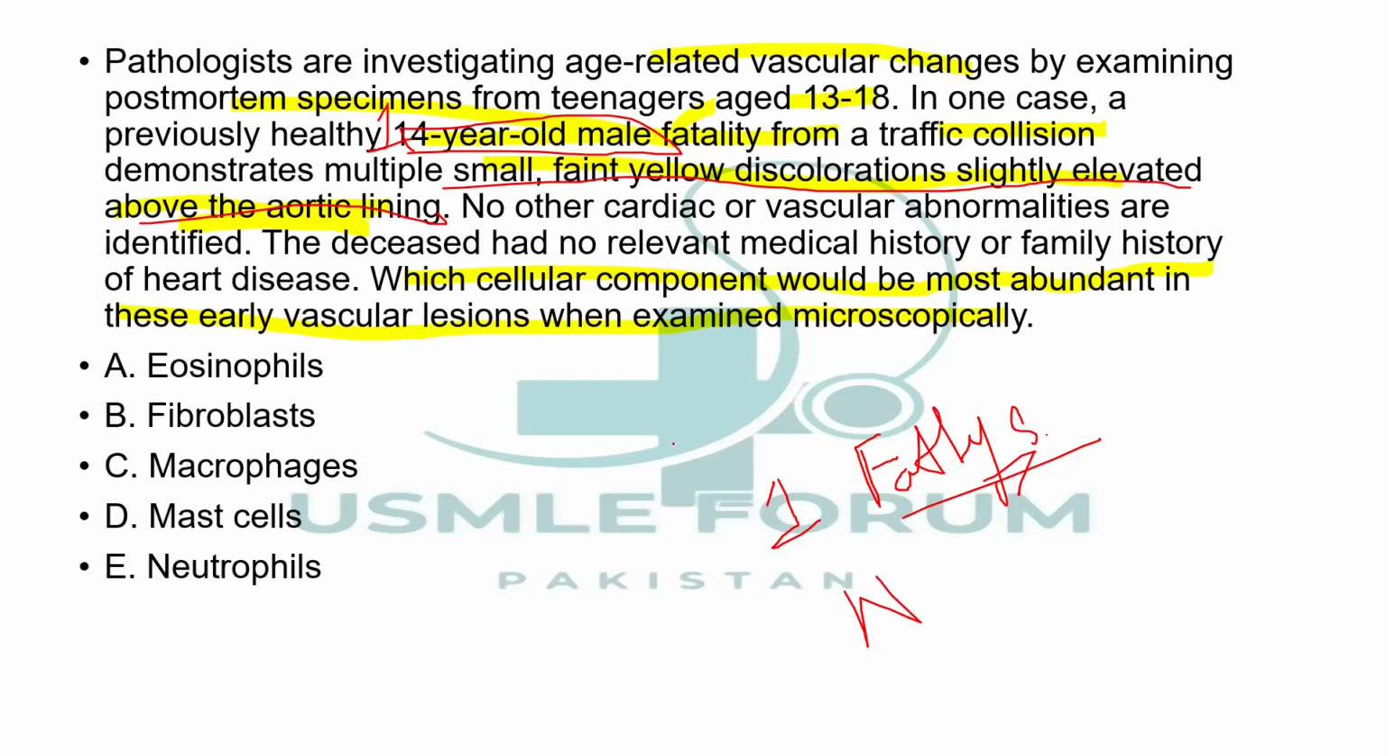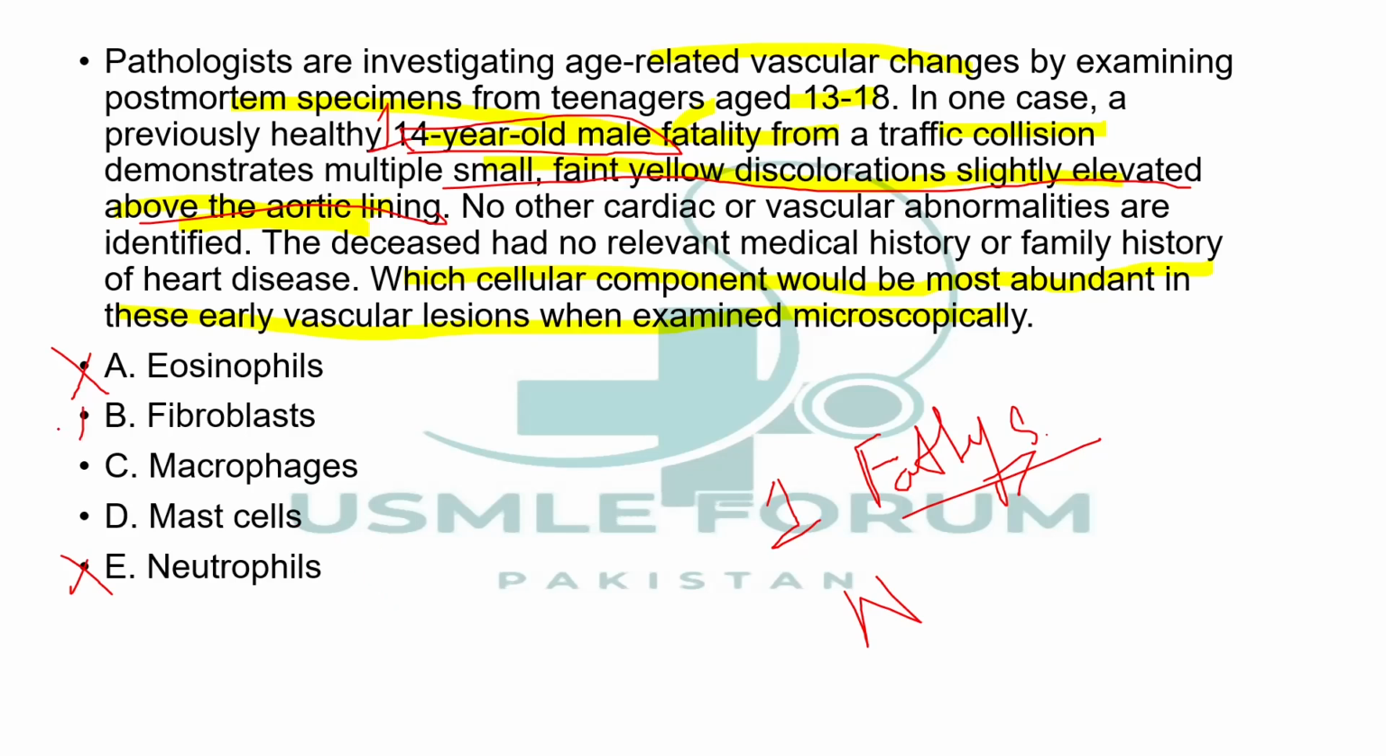And they're asking what component would be most abundant in these vascular lesions. So what component will be abundant in the fatty streaks? The concept they're trying to give you is basically which component is involved in the formation of atherosclerosis. That's the main concept. If you know what component is involved mainly, then you can get this answer right. So logically, we can cancel out neutrophils because they're mostly involved in inflammation and infections. And we can also cancel out eosinophils because they are also involved in infections and inflammation. So these two answers can be cancelled out.